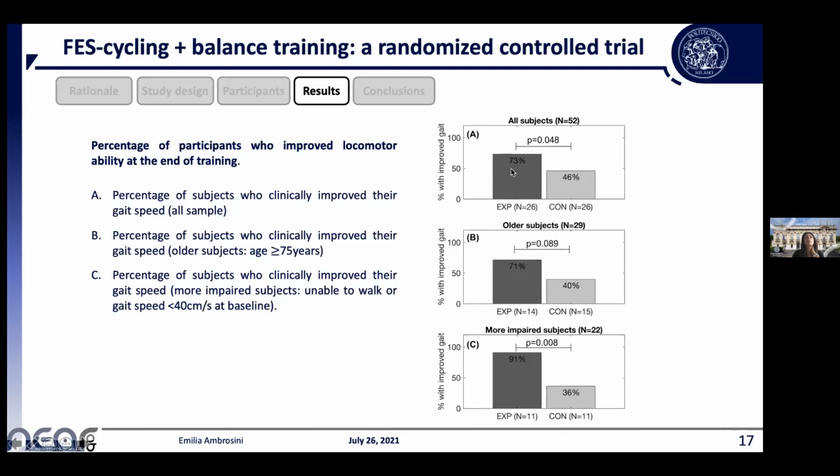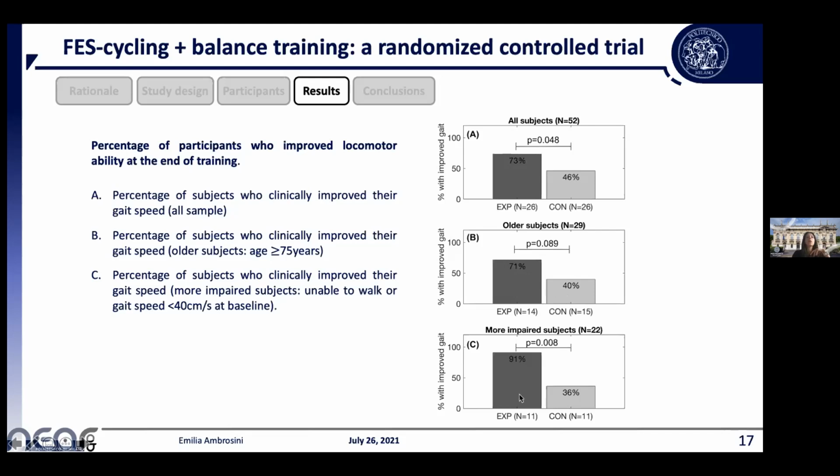And we could see that 73% of the subjects in the experimental group achieved this clinical improvement, while just 36% of subjects in the control group achieved a clinically important improvement. And these two proportions were significantly different, with a p-value of 0.0048. Then we also tried to evaluate two subgroups. The first was the older subjects, so just subjects with an age above 75 years. And although the percentages were at the same level as before, this difference was not statistically significant.